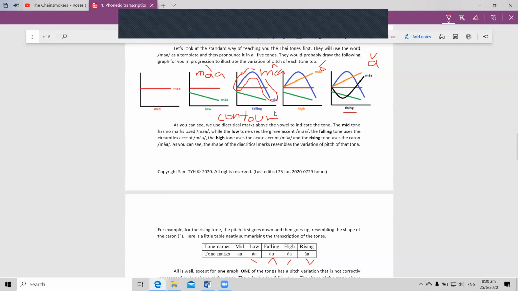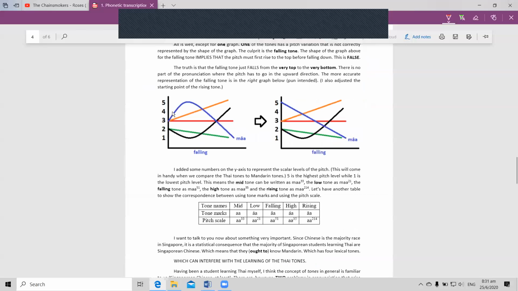But when we pronounce the falling tone, for example, if you watch Thai drama, you'll probably hear the word like mai, mai mi, mai pai, mai ma, correct? Mai, mai. Is there any rise in pitch? No, it's just a fall in pitch.